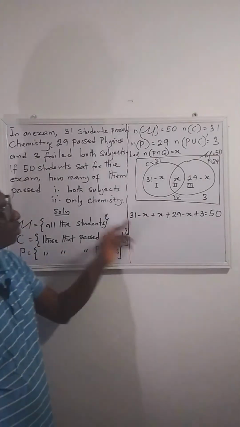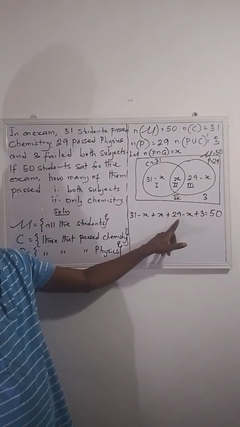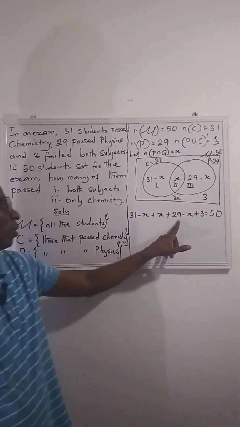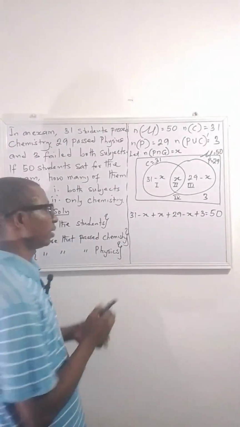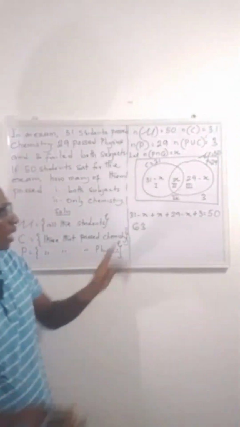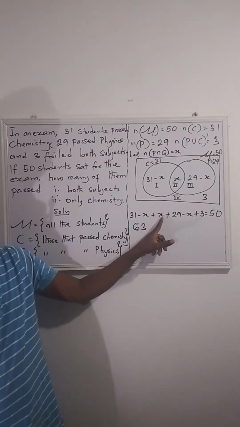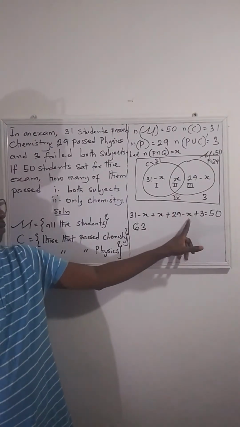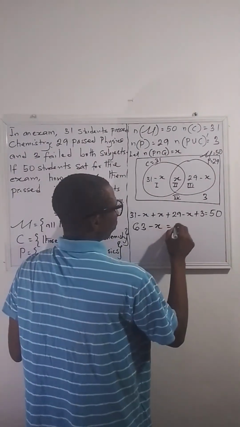So now let us add the numbers together. When you add this and this together, what do you have? You have 60, right? Okay, good. So now 60 plus 3, that is 63. Now let's add this. Minus x plus x, that is 0, and we have minus x here. So you have 63 minus x equals 50.